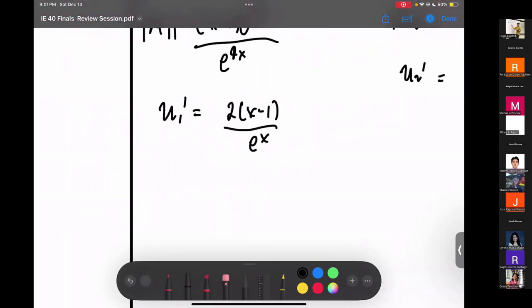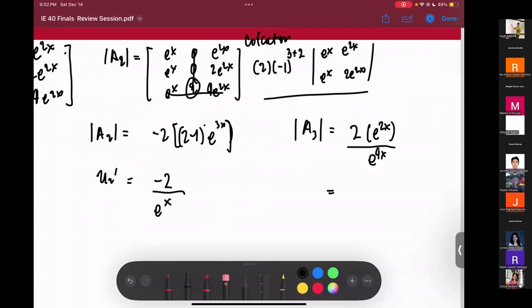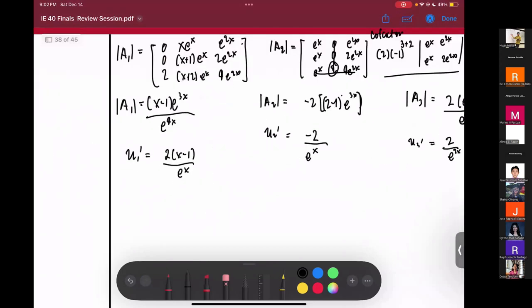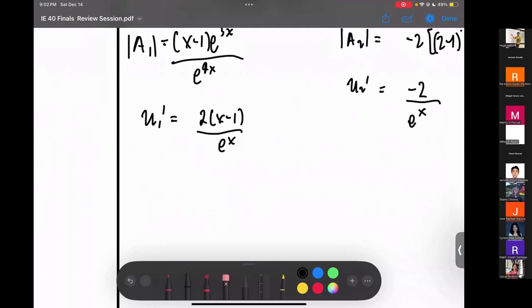Same thing sa u3 prime, nag-cofactor expansion ako. I will not show it na this time. Kasi cofactor lang din siya. You end up with 2 e to the 2x over e to the 4x. Basically, you will end up with 2 over e to the 2x. So this is our u3 prime. So now we have u1 prime, u2 prime, u3 prime. Now, we have to solve for all of the u's. Kasi di naman yung u prime yung hanap natin. So, this one, I did IBP.